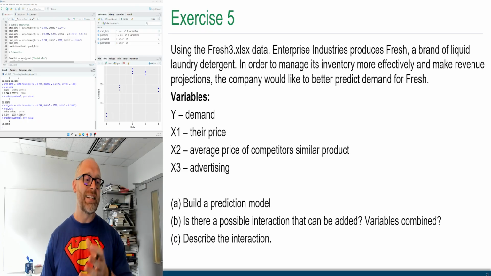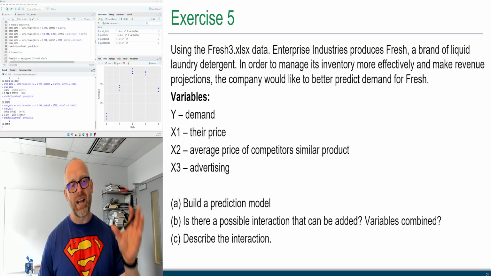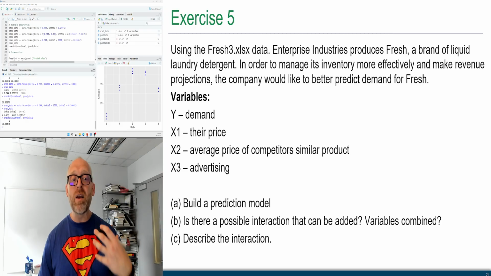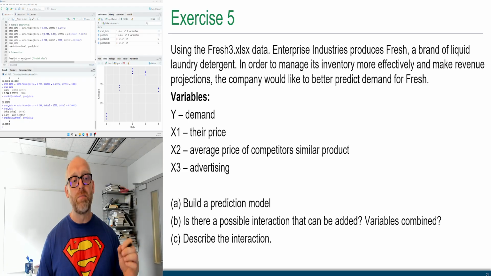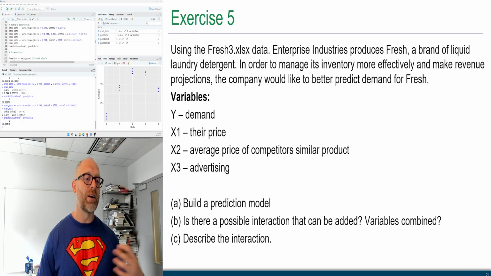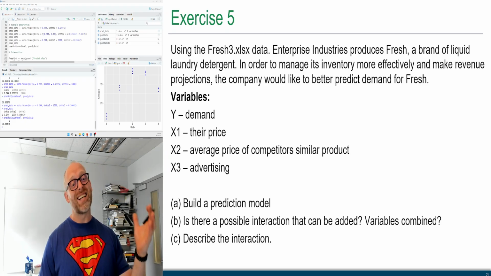And that leads us to part B. Is there a possible interaction that can be added, variables combined? At first, in part A, we're just looking at the primary effects of X1, X2, and X3. Part B, can we build a better model? Do we know something about this that's going to allow us to build a better model? And lastly, part C is we want to describe the interaction. So obviously this kind of answers part B. Is there a possible interaction? Well, if I'm asking part C to describe that interaction, then yes, it definitely does.